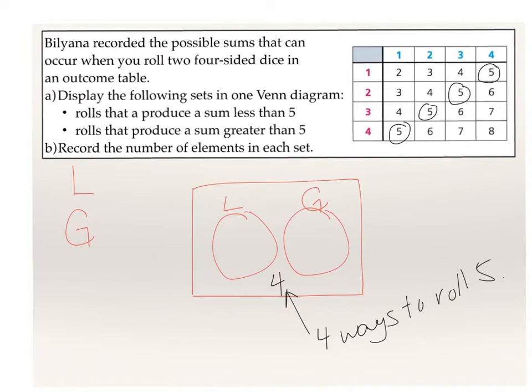Now how many ways are there to roll less than 5? 6. So you could put 6 here, and G is also 6. There's 16 things in total. That's 6 for the less. So that is writing down the number of elements in each set. There's 6 different ways to roll less, 6 ways to roll greater, and 4 ways to roll exactly 5, which is neither less nor greater.